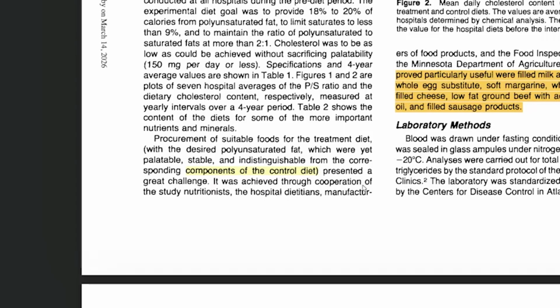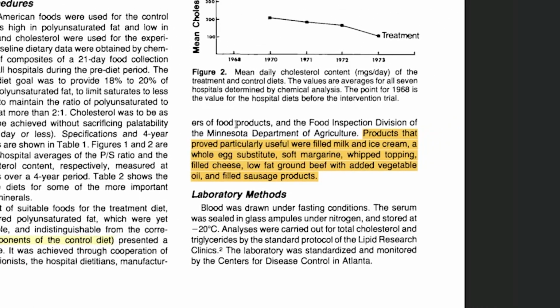It was achieved through cooperation of study nutritionists, hospital dietitians, manufacturers of food products, and the Food Inspection Division of the Minnesota Department of Agriculture. Products that proved particularly useful were filled skim milk and ice cream, a whole egg substitute, soft margarine, whipped topping, filled cheese, low-fat ground beef with added vegetable oil, and filled sausage products.